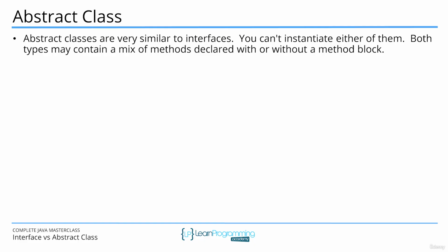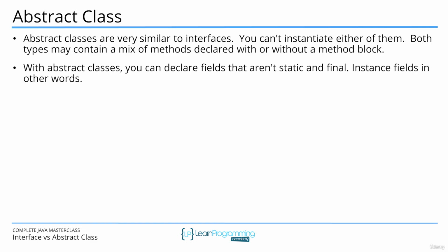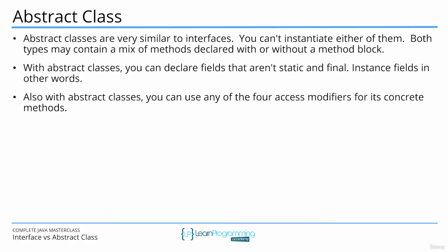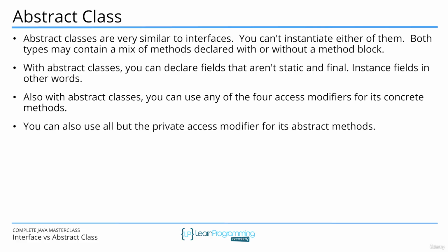Remember, when a method has a method block, it's a concrete method, and we can say it's implemented or provides an implementation for that method. With abstract classes, you can declare fields that aren't static and final, instance fields in other words. Also with abstract classes, you can use any of the 4 access modifiers for its concrete methods, namely public, private, protected, or the default package. You can also use all but the private access modifier for its abstract methods.